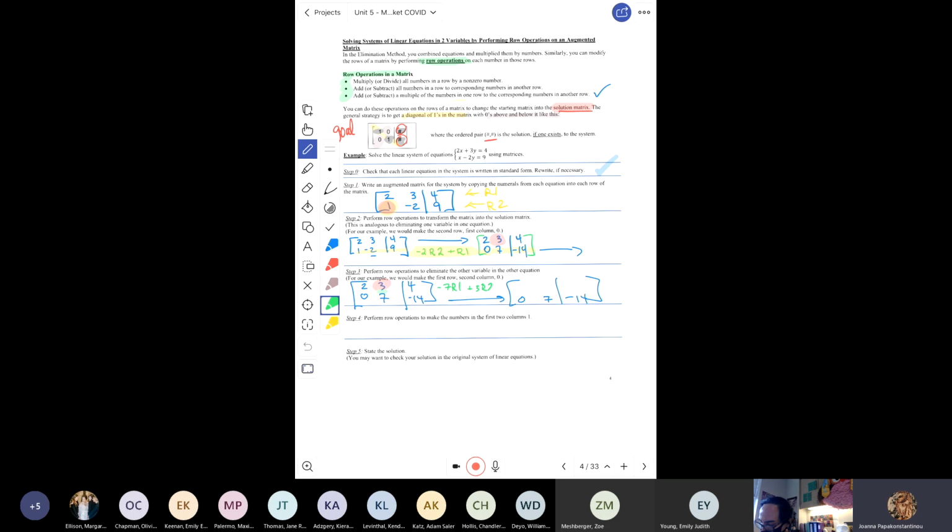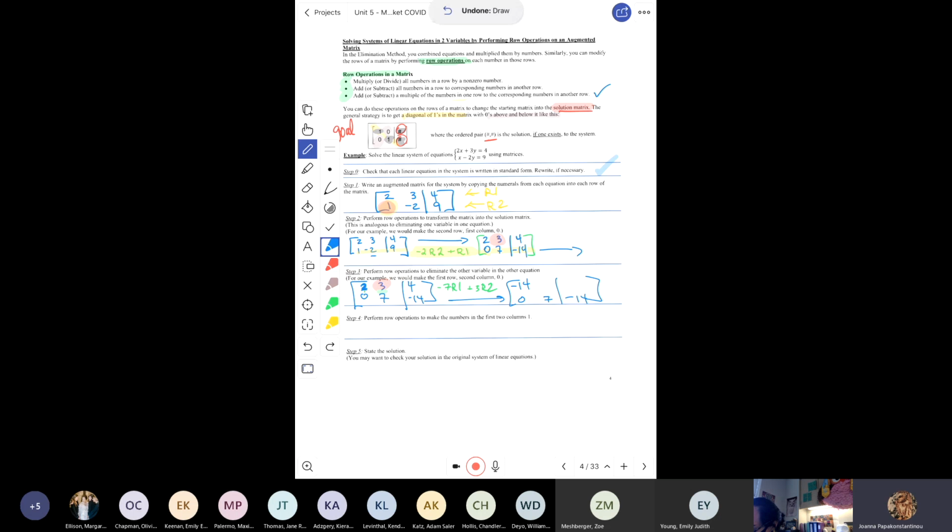Negative 7 times row 1 would be negative 14 plus, well, 0. So that first entry in the first row would be negative 14. Do you see that? Can you follow this row operation? I took negative 7 times row 1, so negative 7 times 2 is negative 14. Negative 14 plus 3 times 0 is 0, so negative 14 plus 0 is negative 14. This is the operation I'm performing.